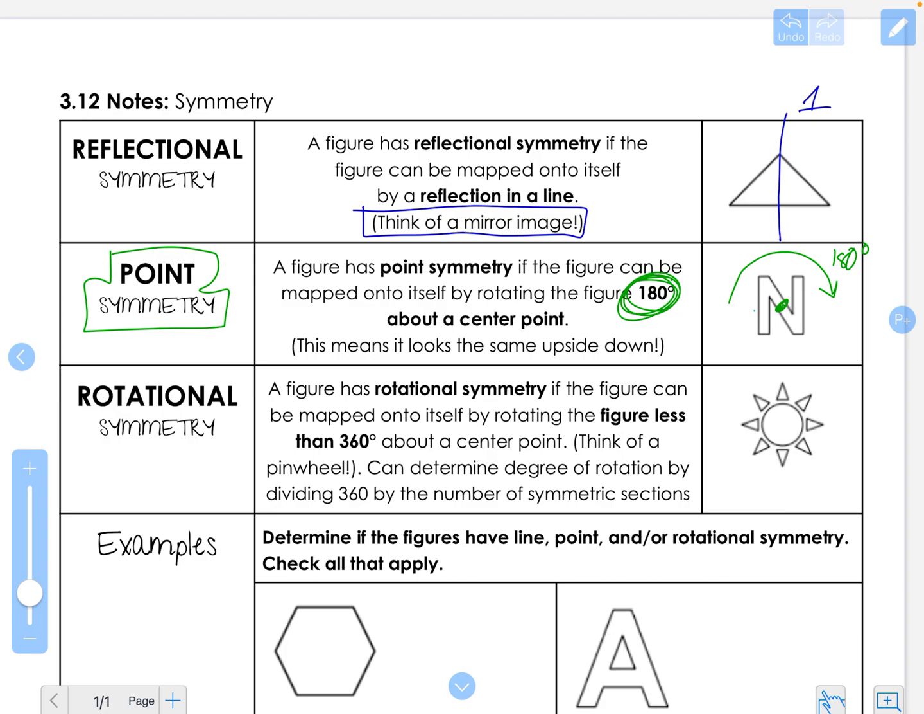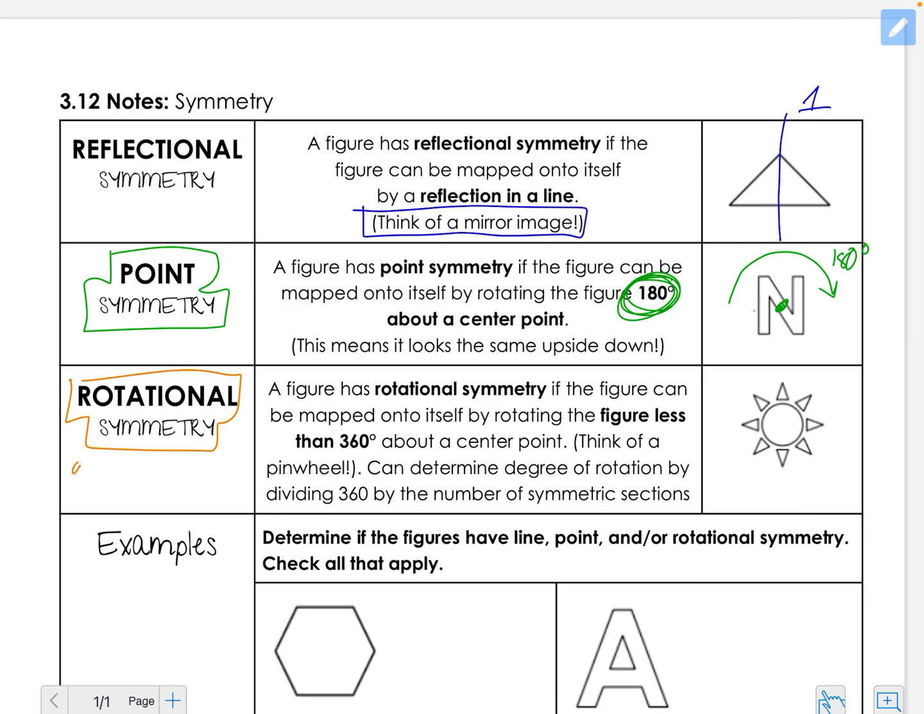It's very, very similar to rotational symmetry, but the biggest difference is that it only has one rotation in which it is symmetrical, and that is 180 degrees. So now we're going to talk about rotational symmetry. When we talk about rotational symmetry, it means that we can rotate it at any specific degrees and it will be the exact same shape.